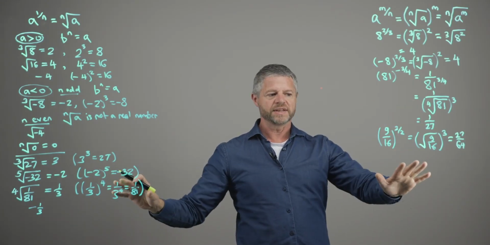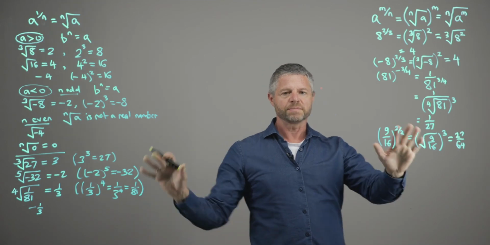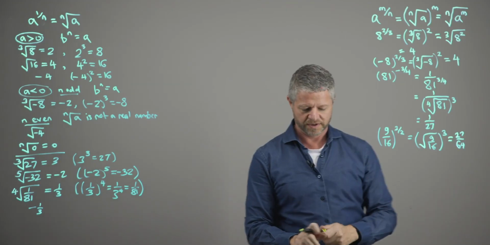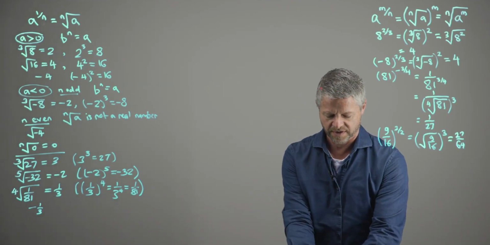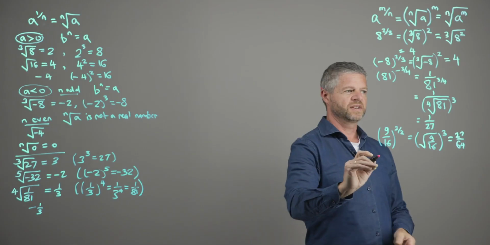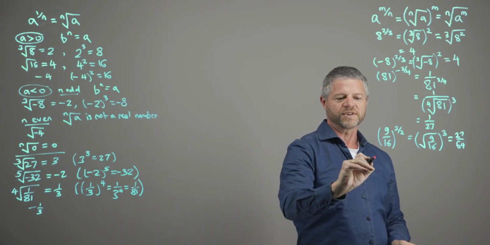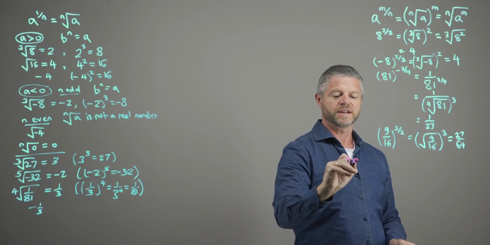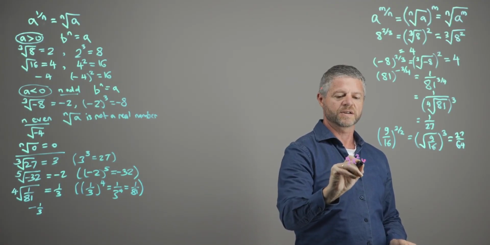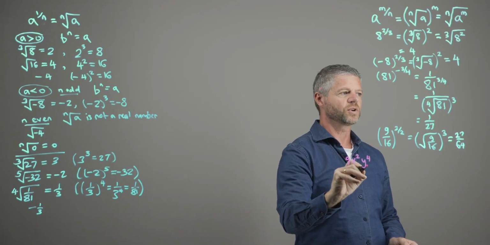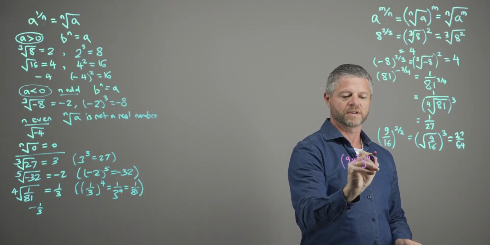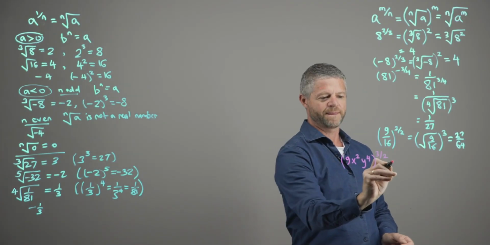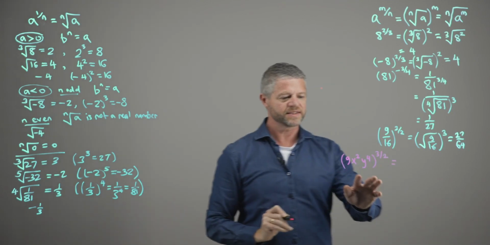So that's working with numbers. We can apply the same ideas when we work with variables as well. So let's do a couple of examples with variables. Let's do 9x squared y to the 4, and then let's have a 3/2 power there. So let's think about what that is.